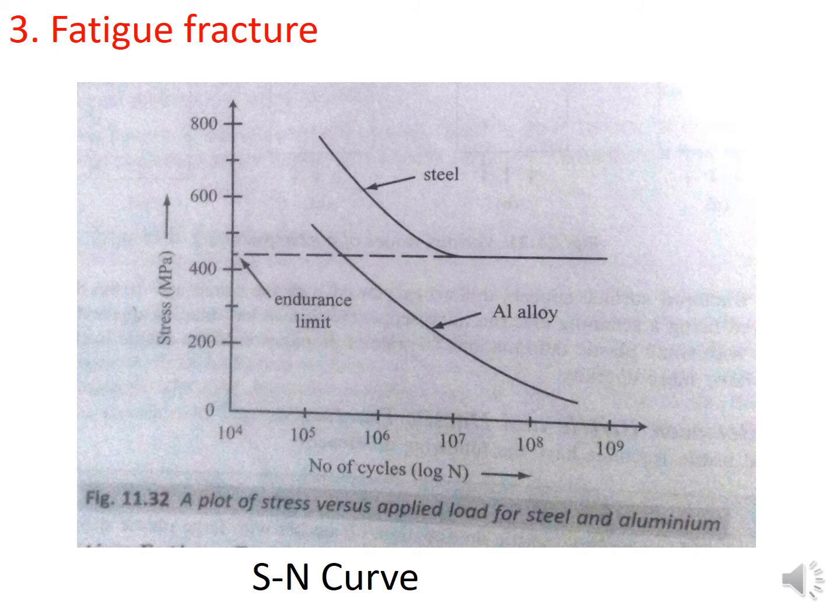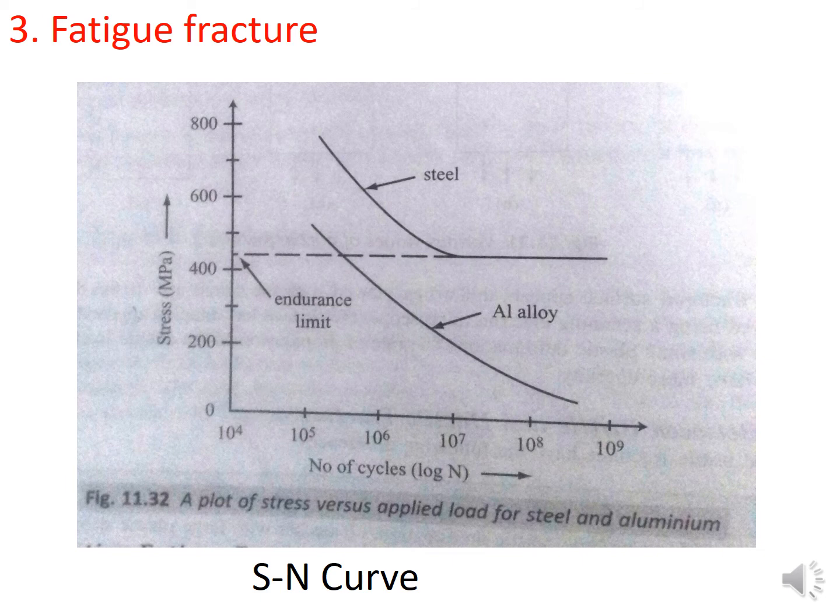For steel, the endurance limit is around 425 megapascal. Below this stress, the steel undergoes any number of cycles. The load can be applied any number of cycles on steel. So it has a fixed endurance limit. Endurance limit is the value of stress below which, for that material, any number of load cycles can be applied on the body.